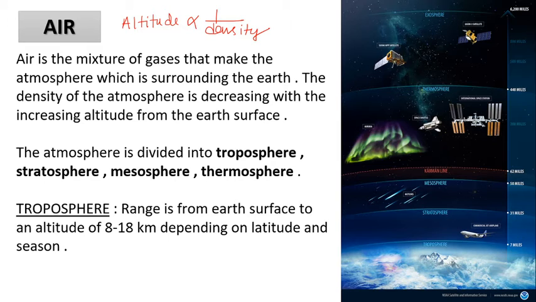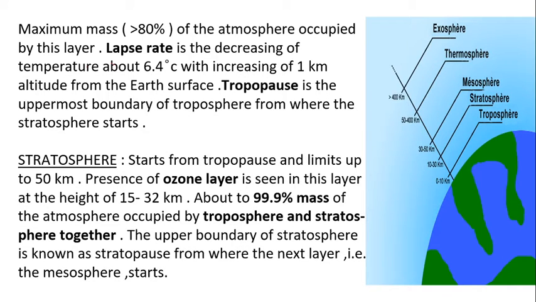Troposphere ranges from earth's surface to an altitude of 8 to 18 km depending upon latitude and season, and more than 80% of the atmosphere is occupied by this layer. And tropopause is the boundary between troposphere and its next layer, that is stratosphere. Here lapse rate is observed. Lapse rate is the decrease of temperature of about 6.4 degrees centigrade with an increase of 1 kilometer altitude from the earth's surface.